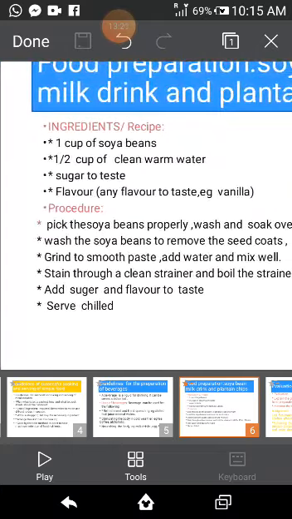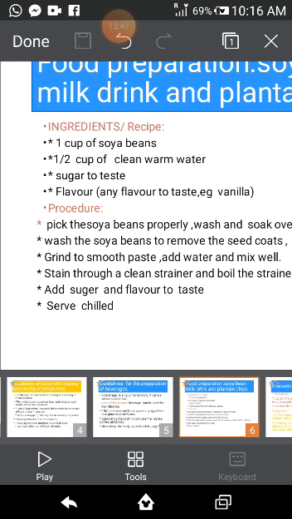What are the ingredients we need for our soya beans milk? 1 cup of soya beans, half cup of clean warm water, sugar to taste, flavor. When we are talking about flavors, we are talking about our essence like our vanilla, strawberry, and pineapple, and milk flavor, and many others.